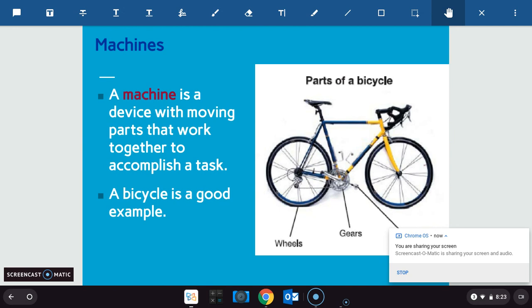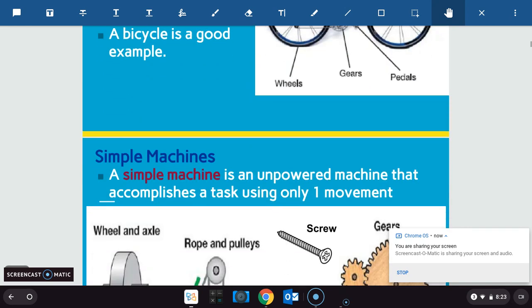Machines are just anything that has moving parts that helps us do something. A bicycle is actually considered a complex machine or a compound machine because it has multiple simple machines together in one thing to do a job.